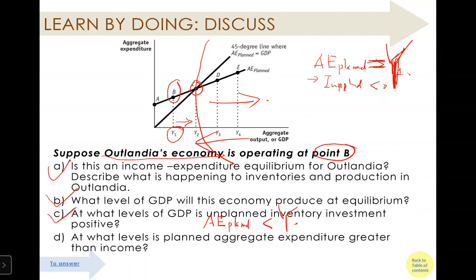Now the last part: at what level is planned aggregate expenditure greater than income? Certainly that's on the left-hand side of C. Your plan is above the 45-degree line, so that's above your income. Eventually we will adjust by increasing production, or increasing the income. So that's D.